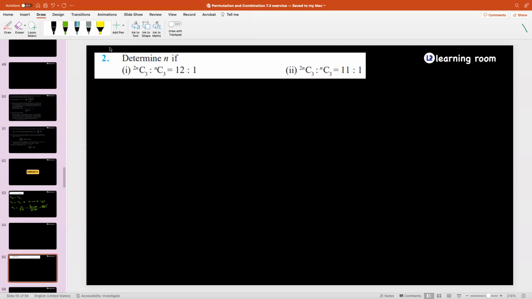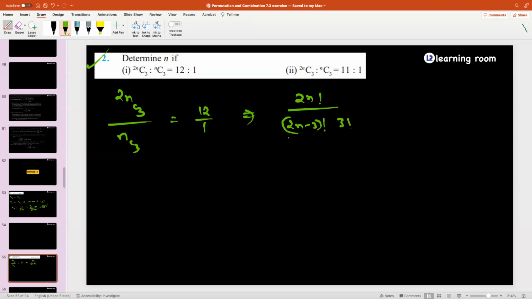Okay. Second, determine n if 2nC3 is to nC3 is equal to 12:1. So 2nC3 divided by nC3 is equal to 12 divided by 1, which implies 2n factorial by 2n minus 3 factorial into 3 factorial, divided by n factorial by n minus 3 factorial into 3 factorial, is equal to 12 divided by 1. So 3 factorial is gone.